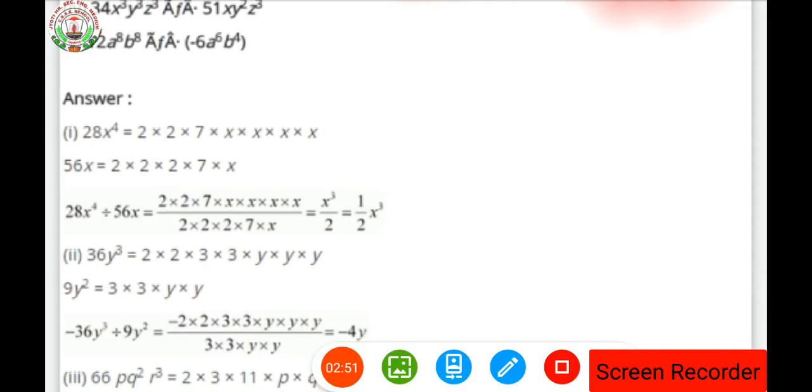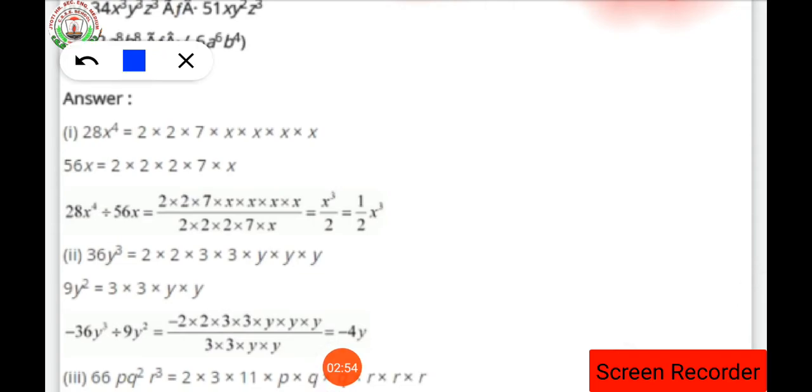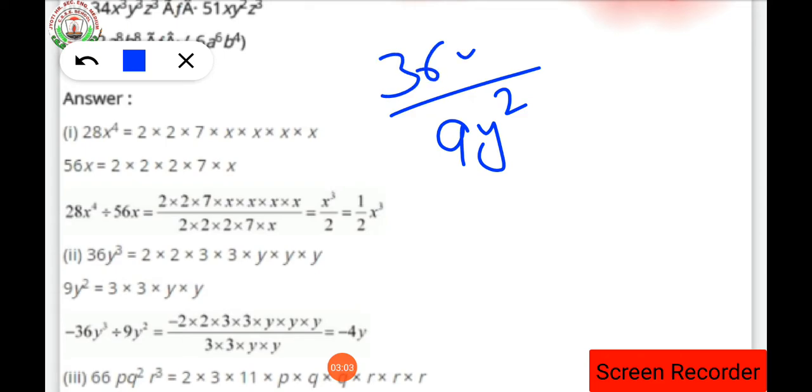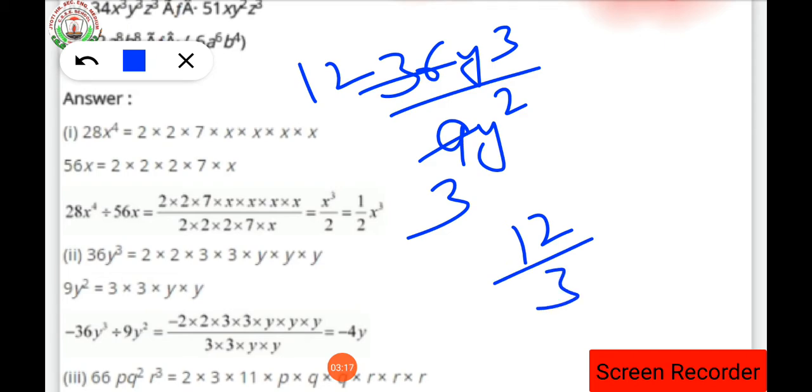Okay, in the same way we are having the next: minus 36 y to the power 3 will be divided by 9y square. So 36 and 9 will get cancelled by the table of 3 itself. 3 into 3 will be 9, and 36, that is 3 and 12. So 12 upon 3 is left out, and here y into y into y upon y into y. So 2 y's will get cancelled, only 1 y will be left out.